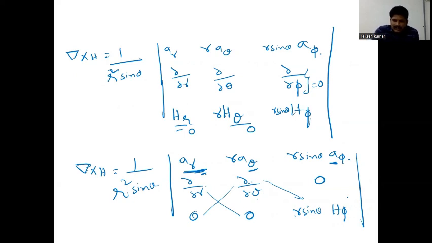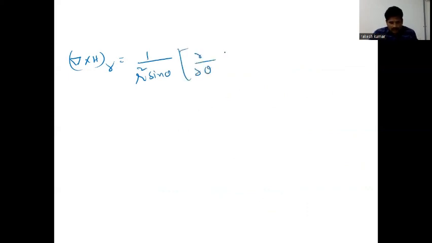Now let us write the expression for AR. So what is the expression? del cross H in the R direction is equal to 1 by R sine theta into dou by dou theta of sine theta into H phi. This is along AR direction.